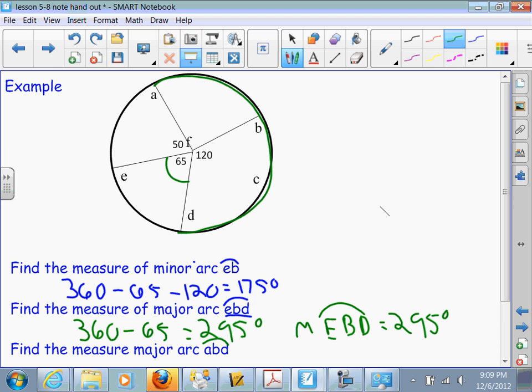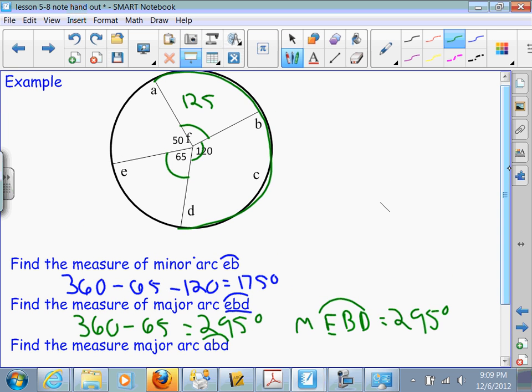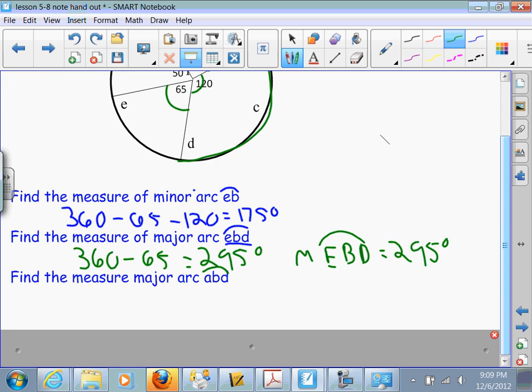All I have to do is add up this angle plus that angle, and before we said that that angle was 125 degrees. So all I got to do is add up those two angles. 125 plus 120 will give me 245 degrees. So these are example problems of what your homework will look like.